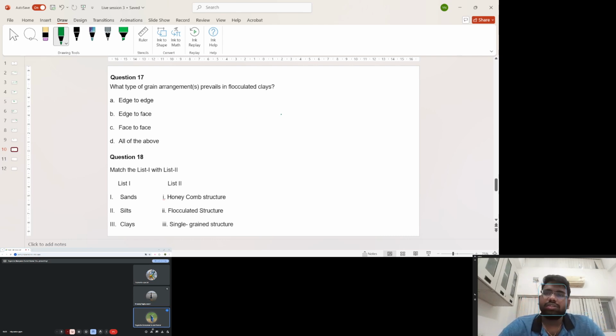Now coming to the next question. What type of grain arrangements prevail in flocculated clays? Option A edge to edge, option B edge to face, option C face to face, option D all of the above. Option C, I think, face to face.